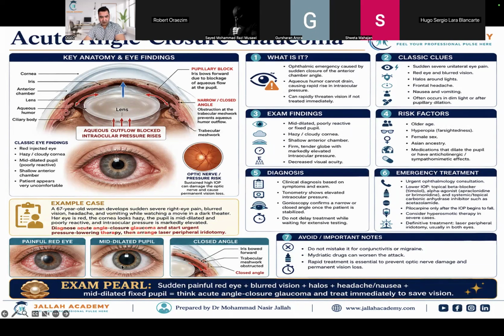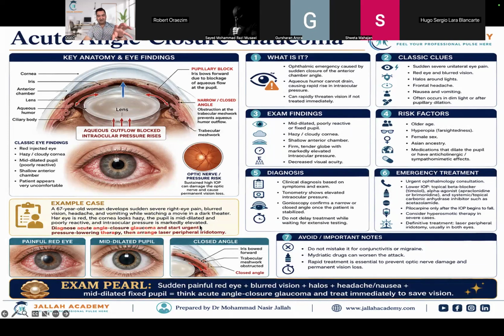Example: a 76-year-old woman develops sudden severe right eye pain, blurred vision, headache, and vomiting while watching a movie in a dark theater. So it usually occurs often in dim light. Okay, see, it happens while watching a movie in a dark theater. Her eye is red, the cornea looks hazy, the pupil is mid-dilated and poorly reactive, and intraocular pressure is markedly elevated.